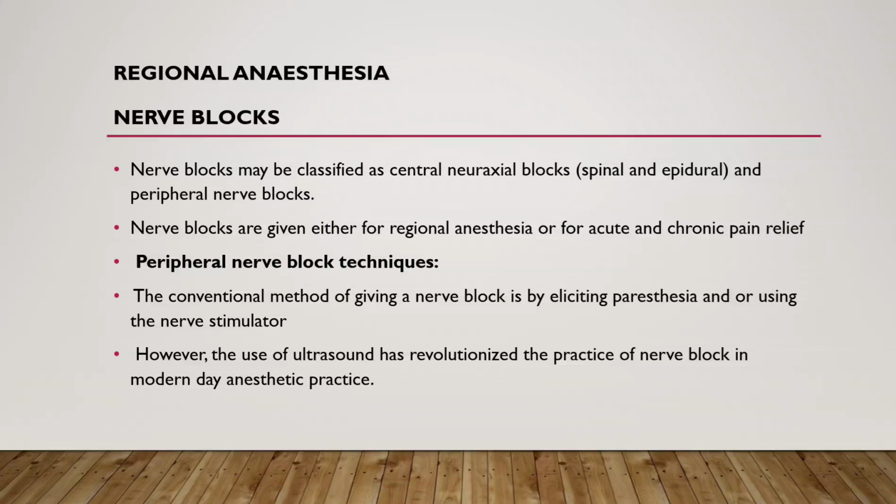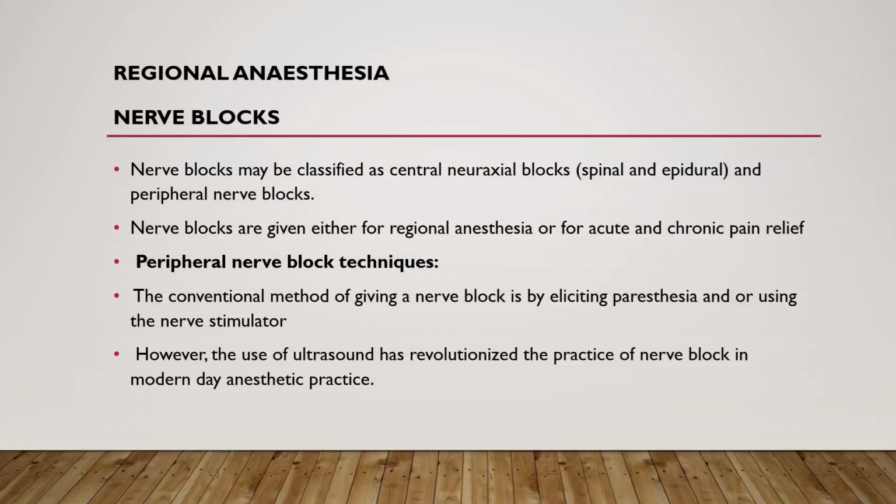The next we are going to discuss regional anesthesia. In regional anesthesia, the first one is nerve blocks. Nerve blocks may be classified as central neuraxial blocks, which means spinal and epidural, and peripheral nerve blocks. Nerve blocks are given either in regional anesthesia or for acute and chronic pain relief.